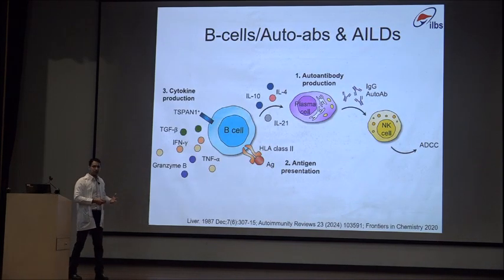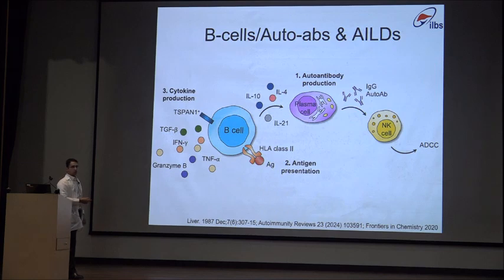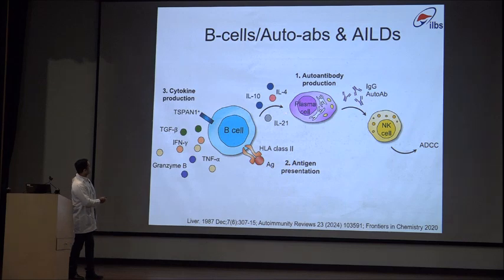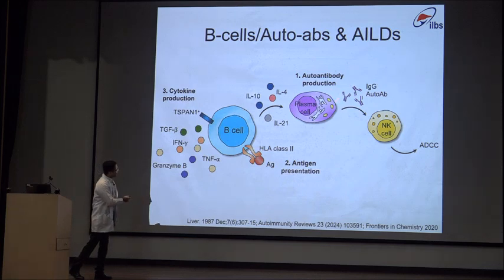But over the years we have learned that B cells also play a role in autoimmune liver disorder. They can act as an antigen presenting cell to HLA class 2 in response to CD4 cells which release IL-10, IL-4, IL-21. They can be converted into plasma cells, and plasma cells can do two things. They can produce these autoantibodies and they can lead to this antibody dependent cytotoxicity.